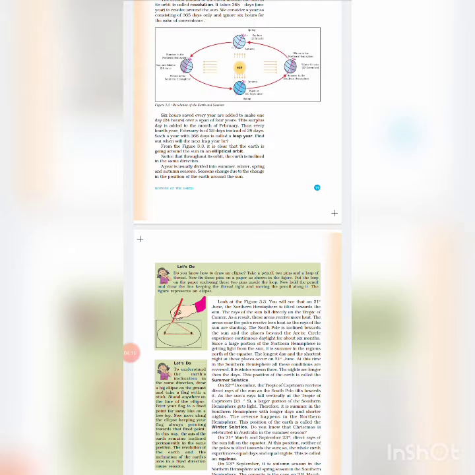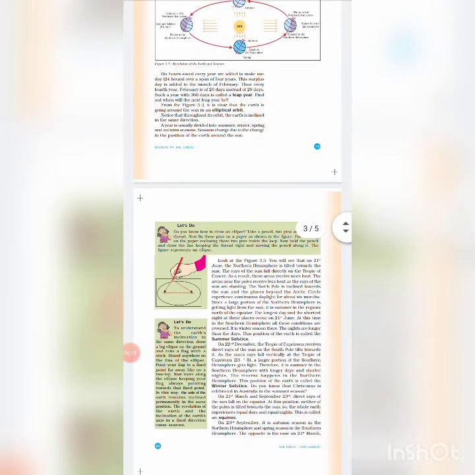Now, illumination. The circle that divides the day from night on the globe is called the circle of illumination. The earth takes about 24 hours to complete one rotation around its axis. The period of rotation is known as the Earth Day.